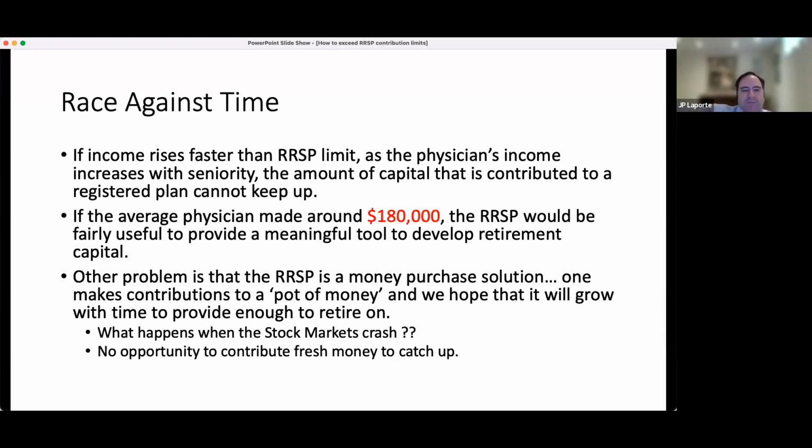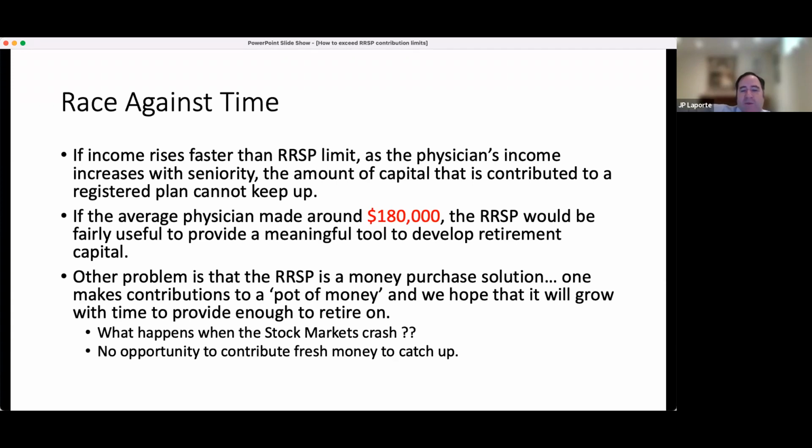The other problem is that the RRSP is what we call a money purchase solution or defined contribution solution. So the way those work is you contribute monies on a defined basis, some percentage of income, like the RRSP, 18%. And then you just hope that this pot of money is going to grow and that it will generate enough cash at the end of the day to live off, right? Sort of a piggy bank approach.